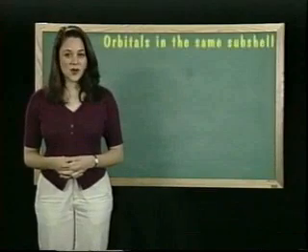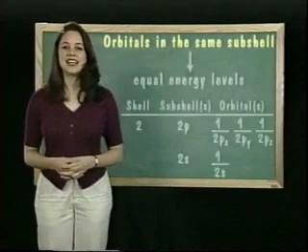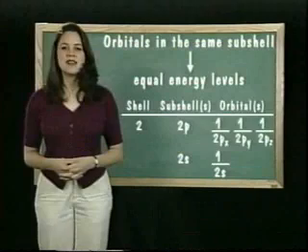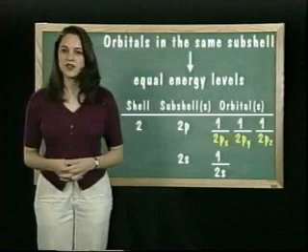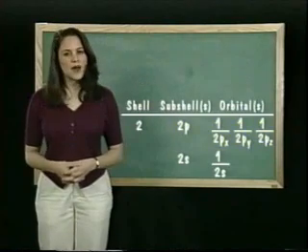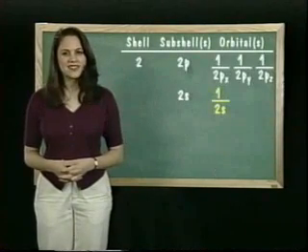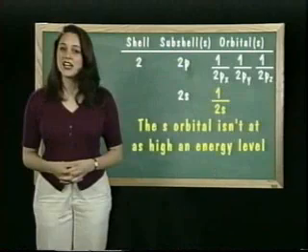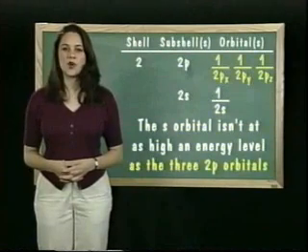No, listen up. Earlier, we told you that all the orbitals in the same subshell are at equal energy levels. This means that all the electrons in all of the orbitals in the 2p subshell will have the same energy. But what about the electron in the 2s orbital? The s orbital isn't at as high an energy level as the 3 2p orbitals.